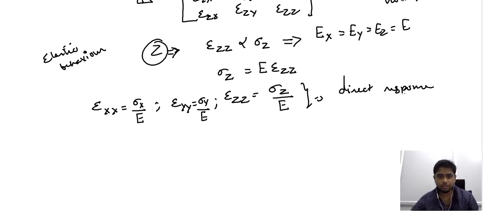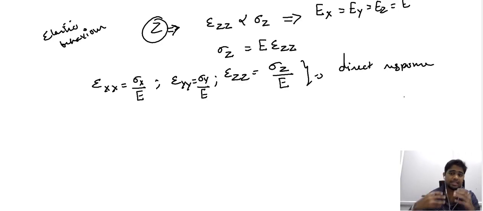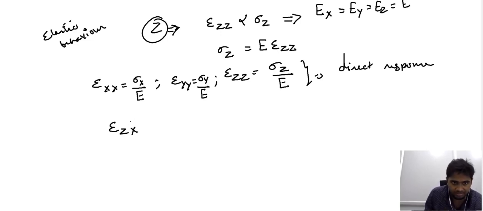Now let us try to arrive at an expression for the indirect response along the z-axis. The indirect response along the z-axis will be of this form. The term here, epsilon zx, represents a strain along the z-axis that is brought about by the stress along the x-axis. So we are imposing a stress along the x-axis, and due to the Poisson's effect there is a strain along the z-axis, that is the perpendicular direction.